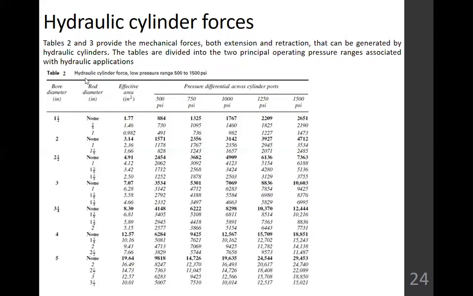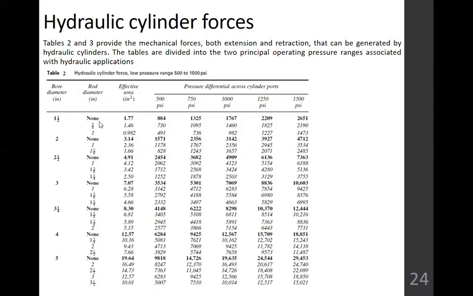So this is the hydraulic cylinder force, table 2, low pressure range 500 to 1,500 PSI. Okay, sa hydraulics, ang pressure nyo is not nag-rise na ganito ng 3,000, 5,000, matataas. So, ito yung bore, inch diameter, ito yung rod. So, ito yung 500 affected area.